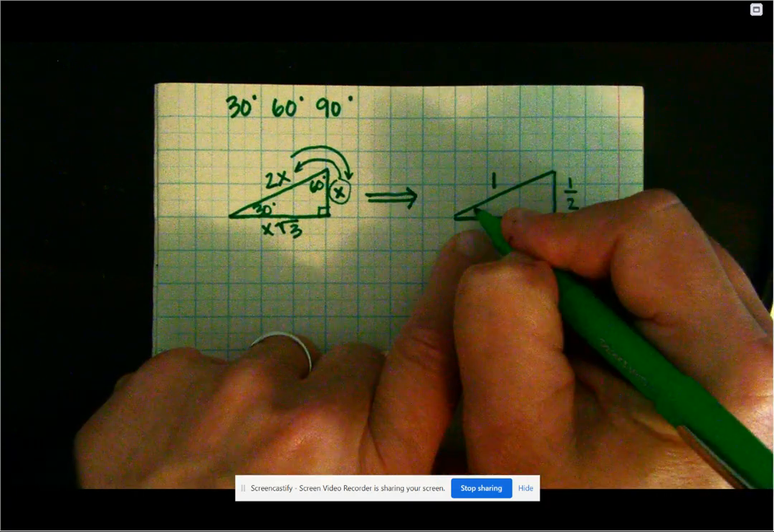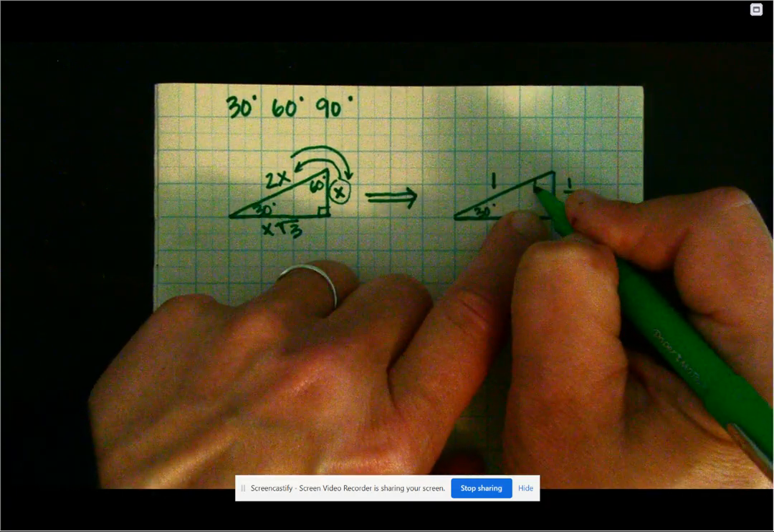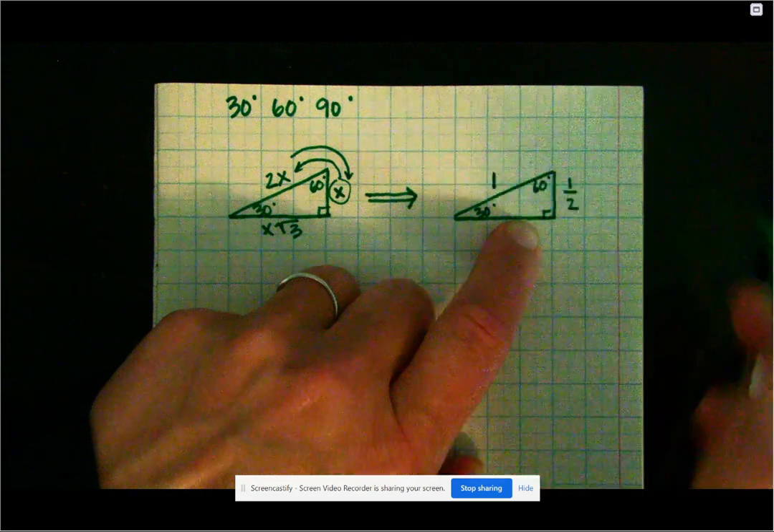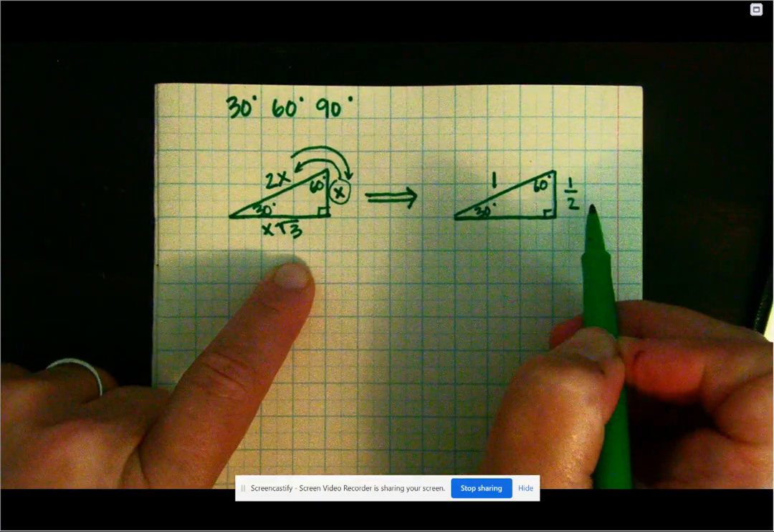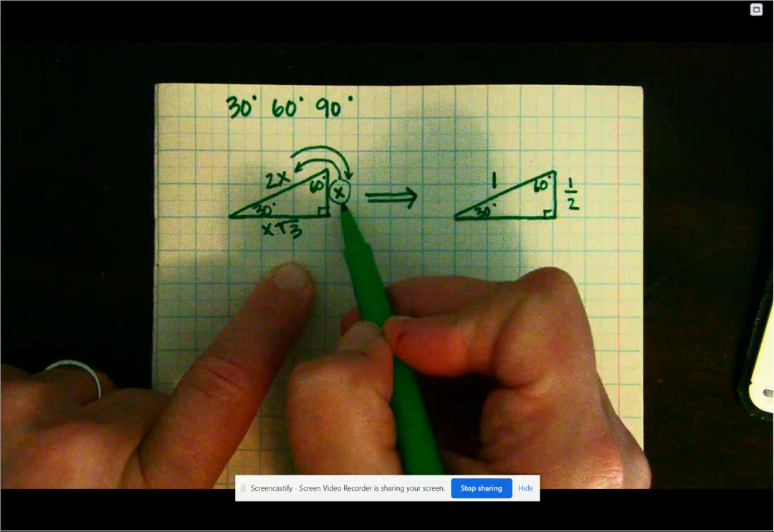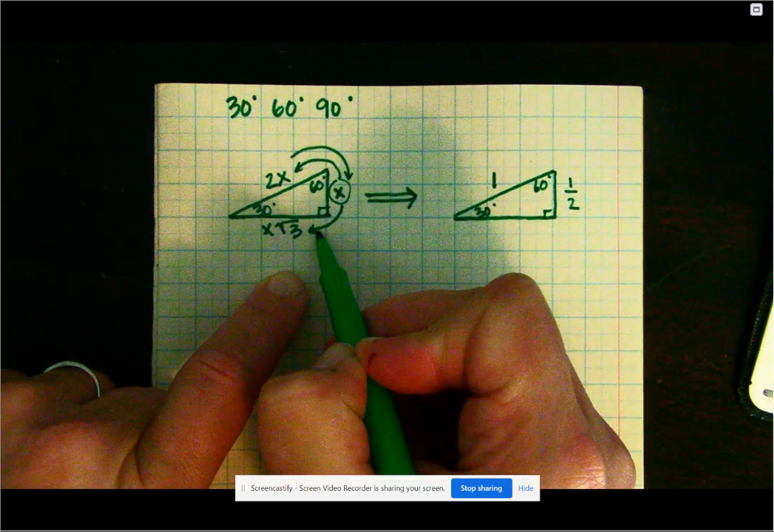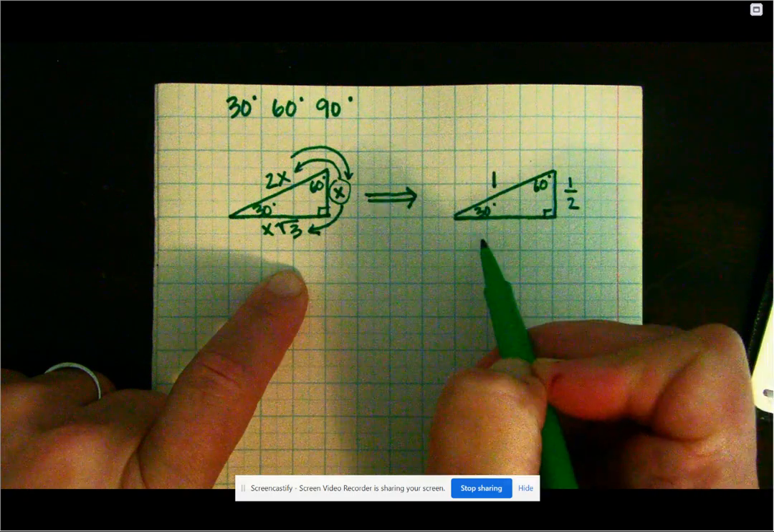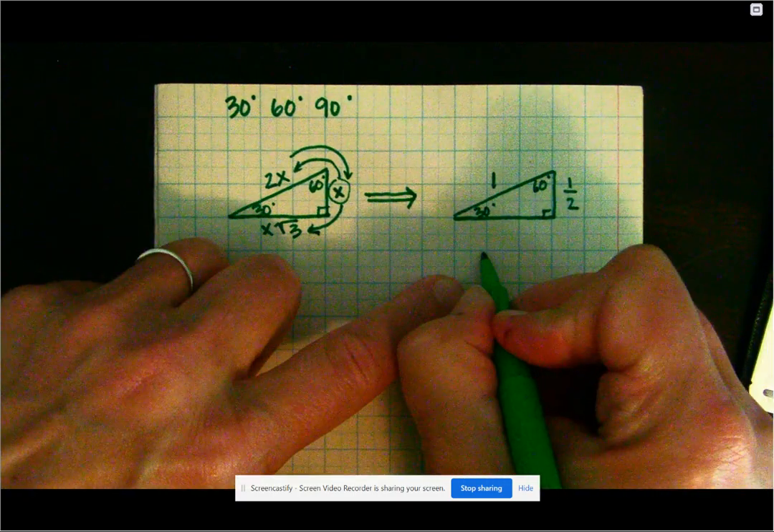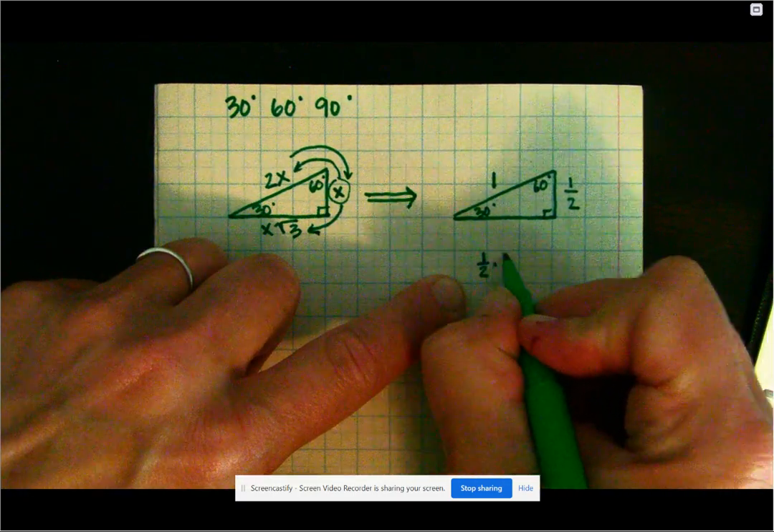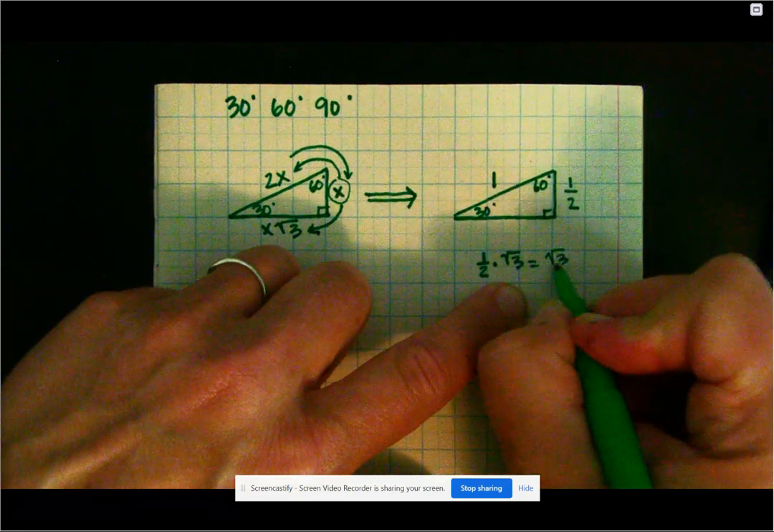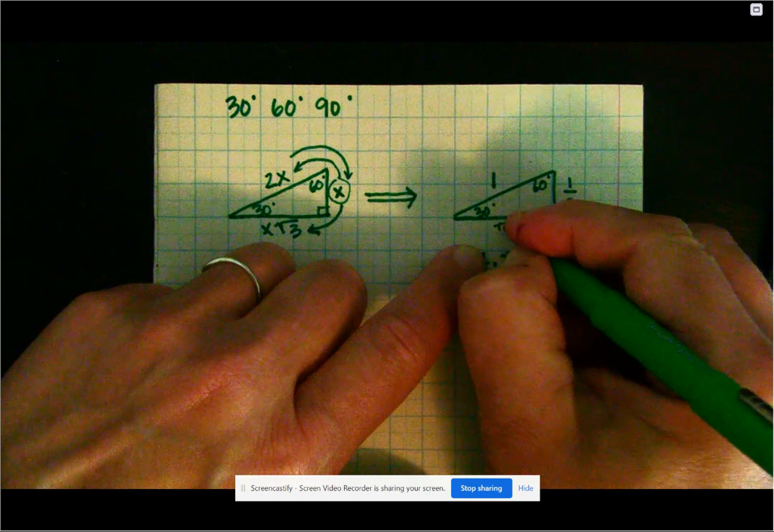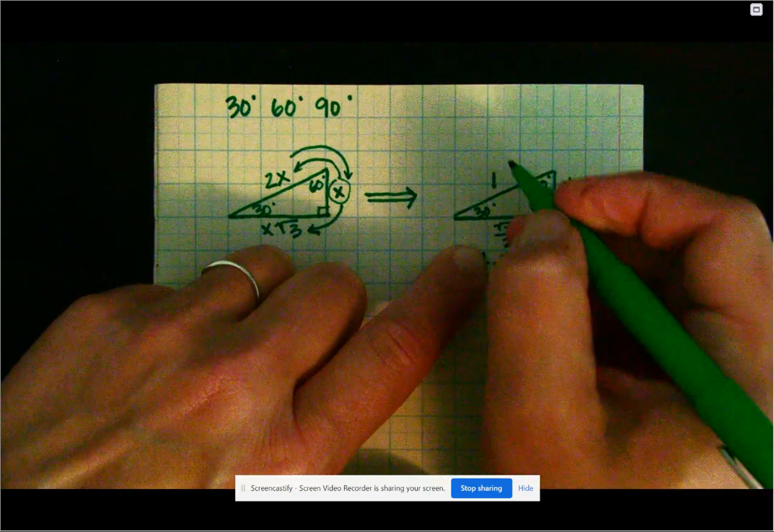Now make sure you know this is for a 30, 60, 90. Okay. And then this longer leg will always be the short leg, if you look here, times the square root of 3. So to get this side here, we're going to have to take 1/2, the short leg, times the square root of 3. Let's simplify that. Square root of 3 over 2. Okay.